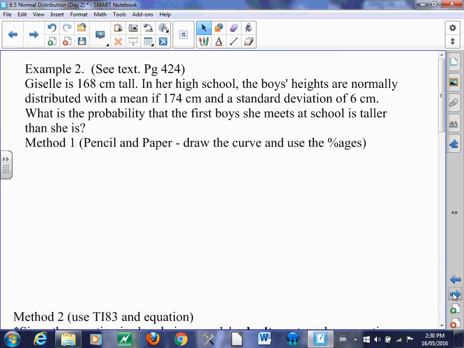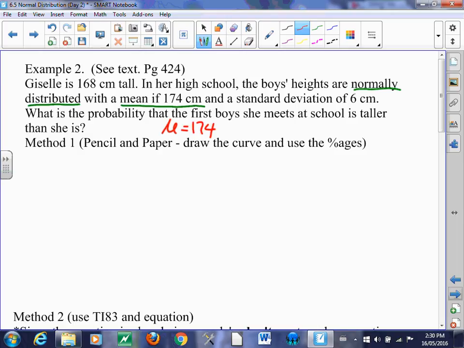Okay, all right, let's take a look at another example. This example is taken from your textbook, page 424. Giselle is 180 centimeters tall. In her high school, the boys' heights are normally distributed, so that tells you it's normal distribution, with a mean of 174, which is our mu, and a standard deviation of 6 centimeters.